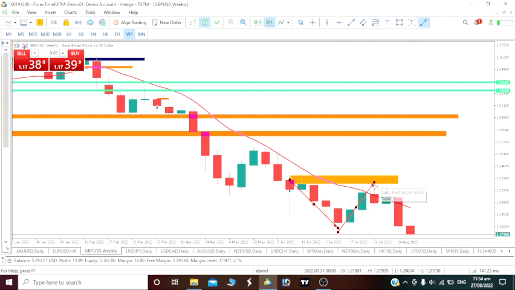Now we had a pullback. Now we've had this drop, and guess what? This drop has broken this our previous lows. If you examine it very well, it has just broken our previous lows. This our lows, it has broken below it.